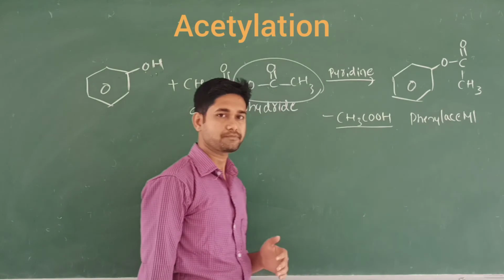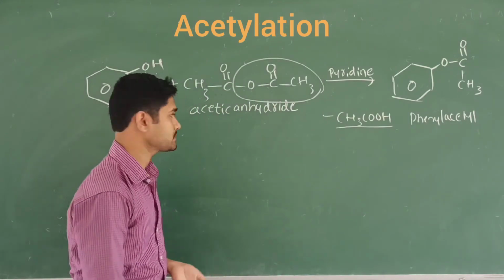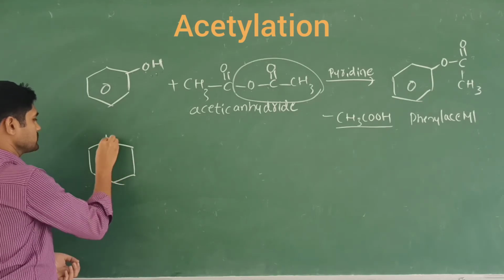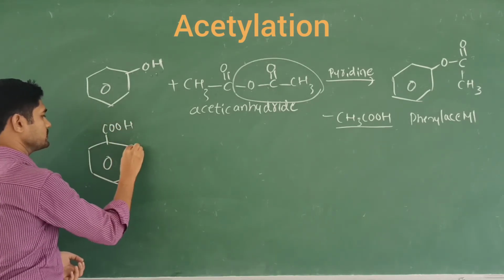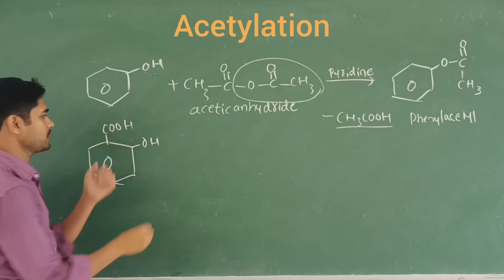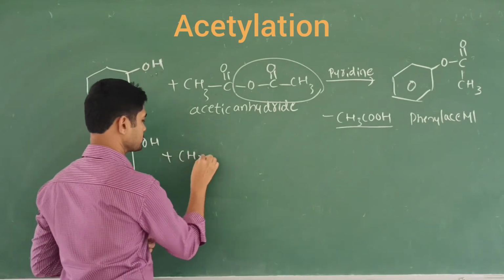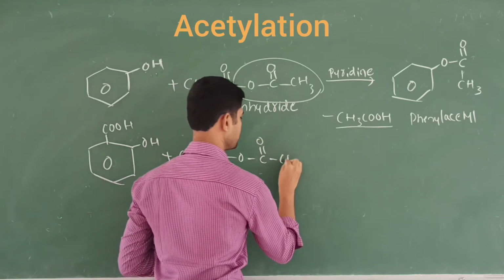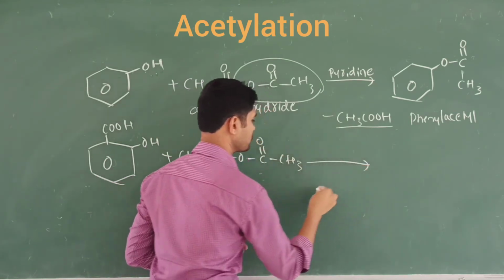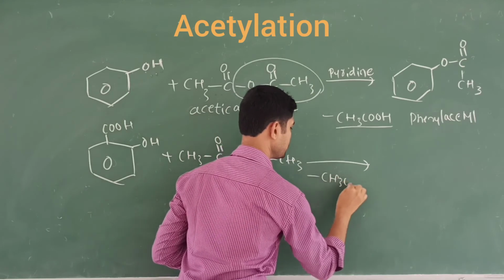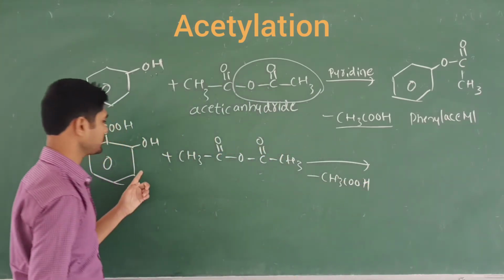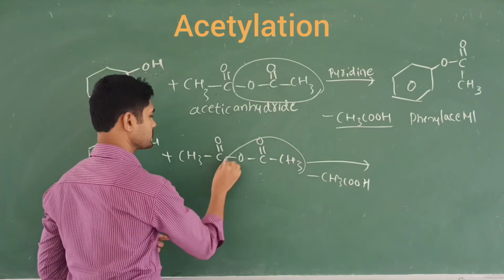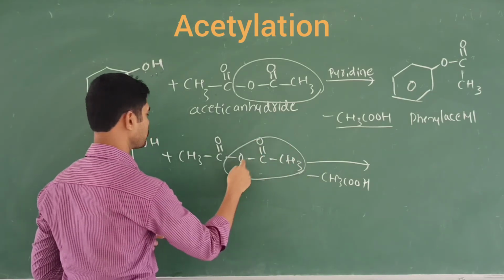Let's take one more reaction, with salicylic acid. You know the salicylic acid: COOH and this OH group. It is going to react with the same acetic anhydride, CH3 C double bond O, O, C double bond O CH3. What happens? Same, we remove the acetic acid only, CH3COOH. When salicylic acid reacts with this acetic anhydride, we remove the same acetic acid, CH3 C double bond O H.